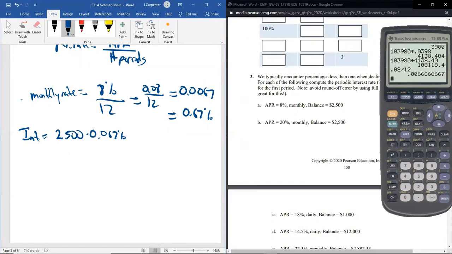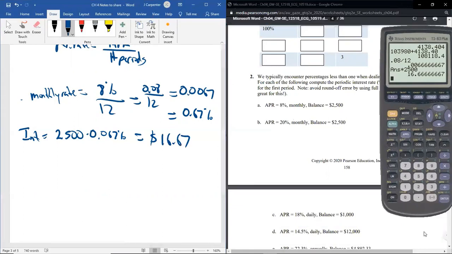So here's what I can do. I can just hit times and the 2,500, and this is how we avoid round-off error. I didn't type 0.0067 or 0.006667. I didn't even type 0.0066666667. I had to count for a second. That is taking an infinite amount of those 6s and multiplying by 2,500. So when I hit enter, there is no round-off error there. There is no rounding until I actually say this is 67 cents.